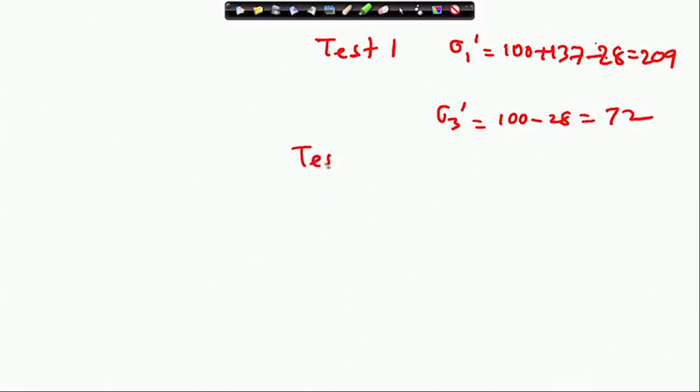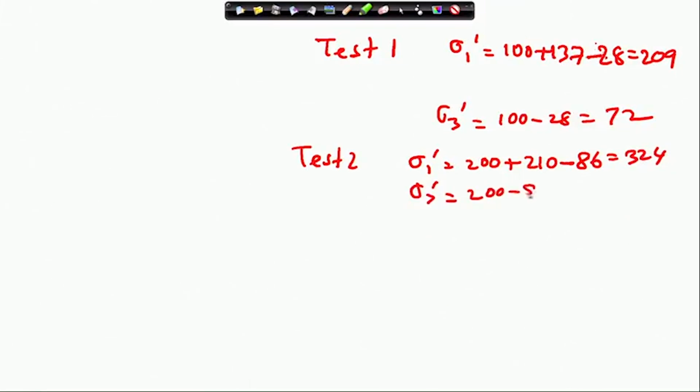Similarly, test 2: we get sigma 1 dash will be equal to 200 plus del sigma, 210, minus u, which is 86. So that gives you 324, and sigma 3 dash will be equal to 200 minus 86, that will be equal to 114.